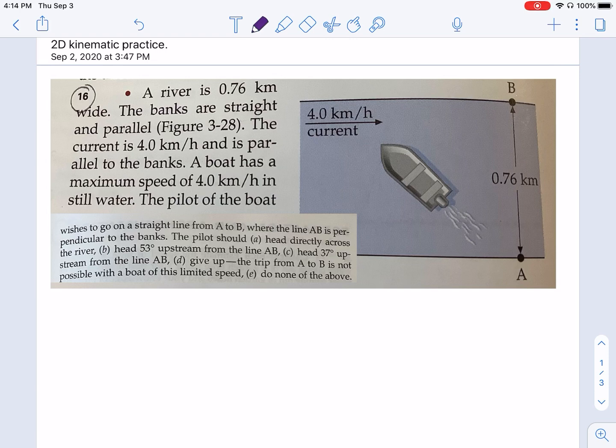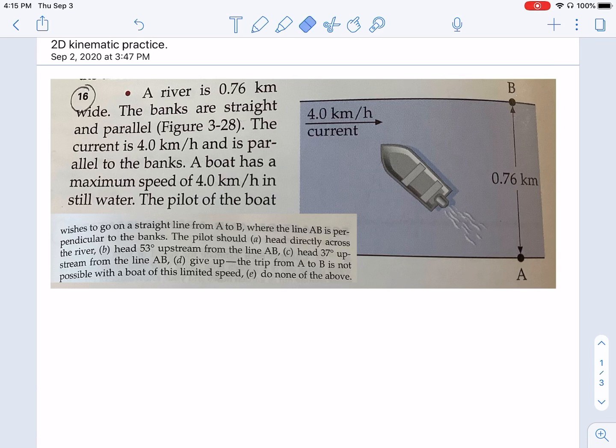So this one says a river is 0.76 kilometers wide. The banks are straight and parallel. The current is 4 kilometers per hour and is parallel to the banks. The boat has a maximum speed of 4 kilometers per hour in still water. The pilot of the boat wishes to go in a straight line from A to B, where the line AB is perpendicular to the banks. And then it asks, what should the pilot do in order to do that?